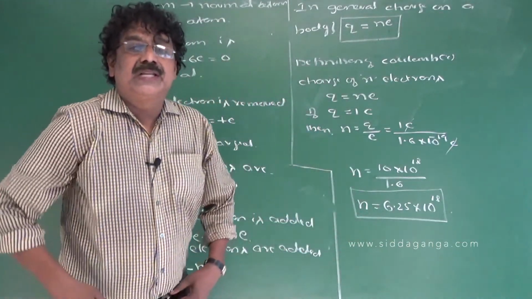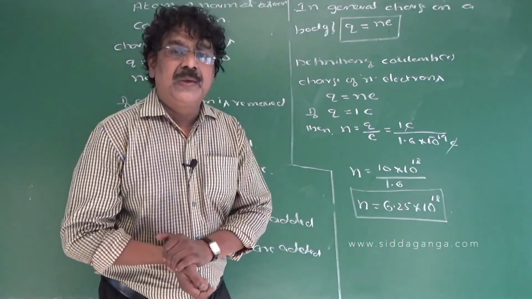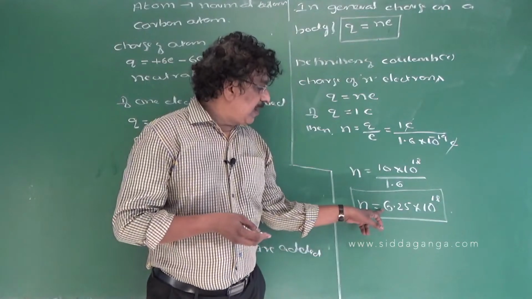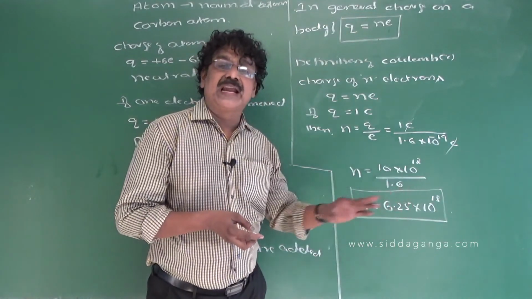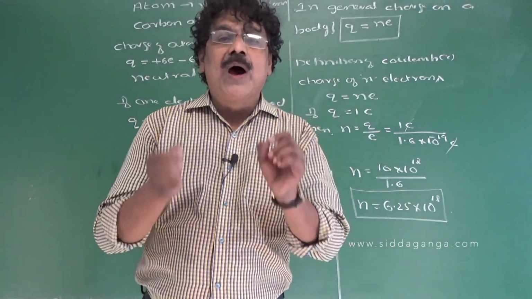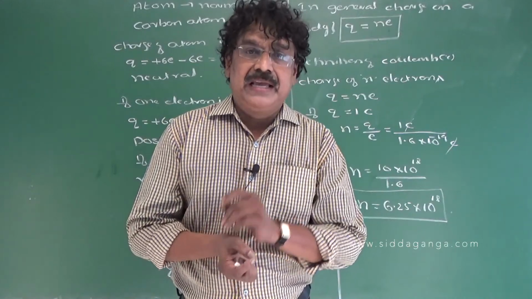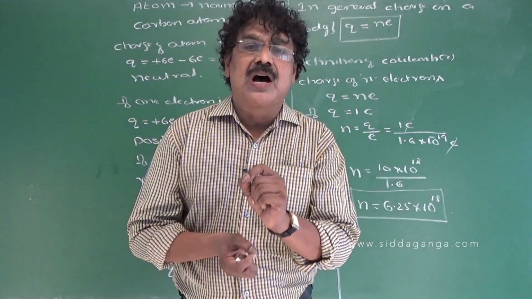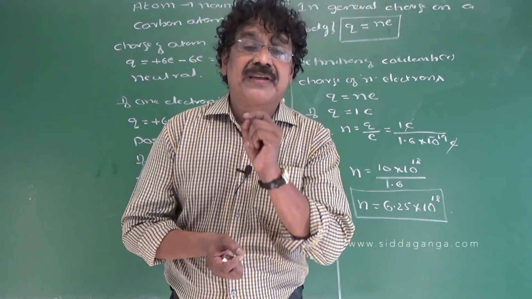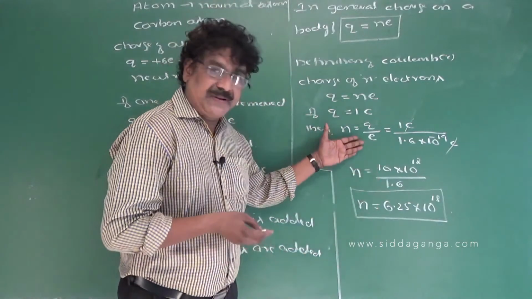So the charge on a body is 1 coulomb when we add or remove 6.25 into 10 raised to the power of 18 electrons. Therefore, 1 coulomb of charge is constituted by the total charge of 6.25 into 10 raised to the power of 18 electrons, right? And that is the definition.